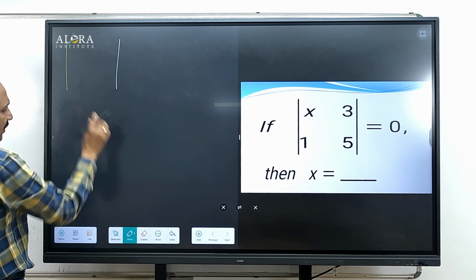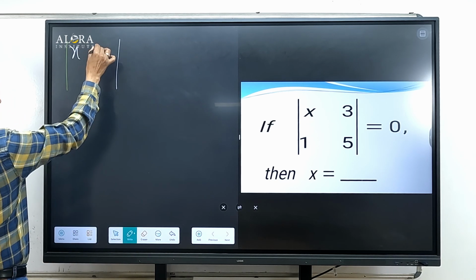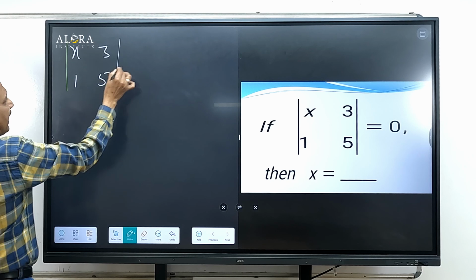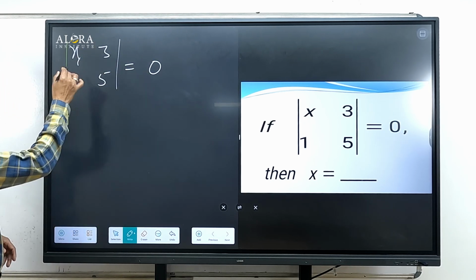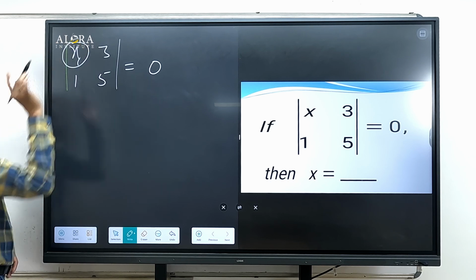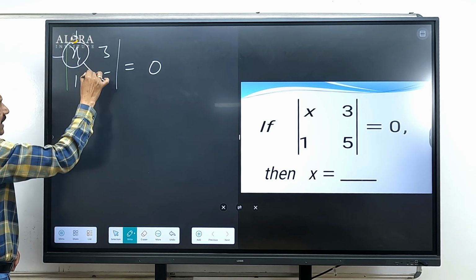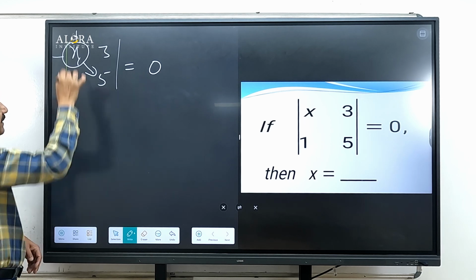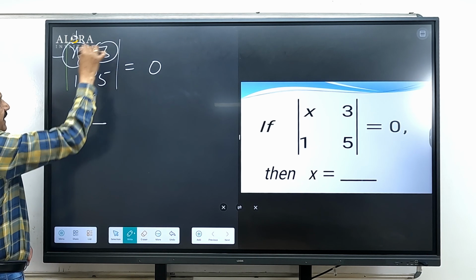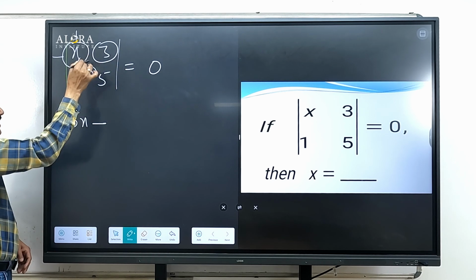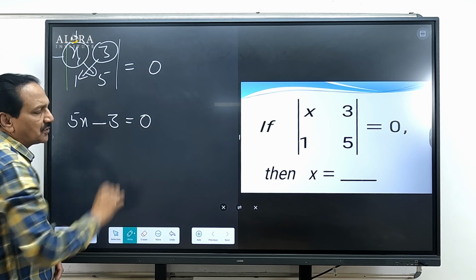This is the determinant given to you. And the elements are x, 3, 1 and 5. And the value of that is 0. Expand the LHS here. You know the formula. First element. What do you mean by first element? First row, first column element. That is x multiplied by its diagonally opposite element. x into 5, 5x. Minus the second element of the first row. That's 3. 3 into its diagonally opposite, 3 into 1, 3. That's equal to 0.